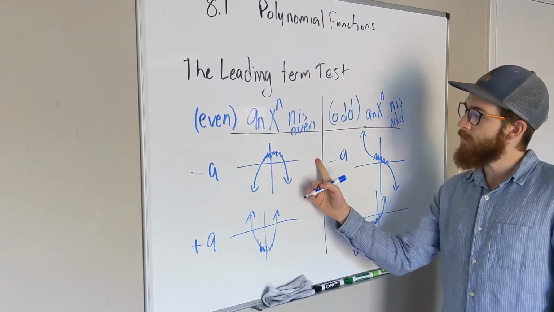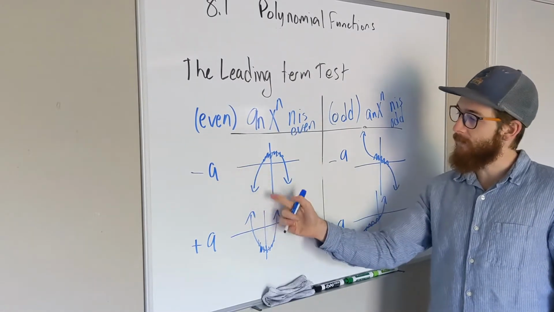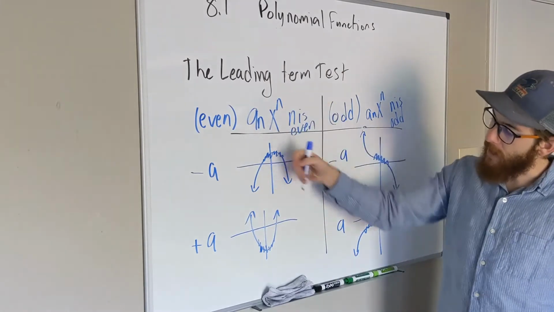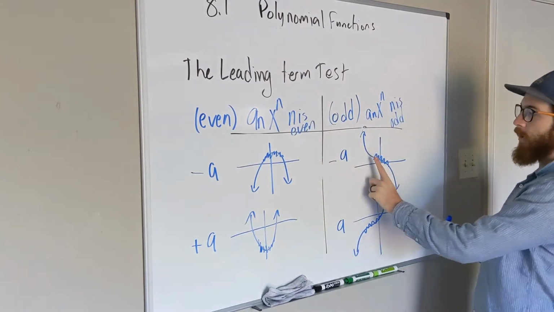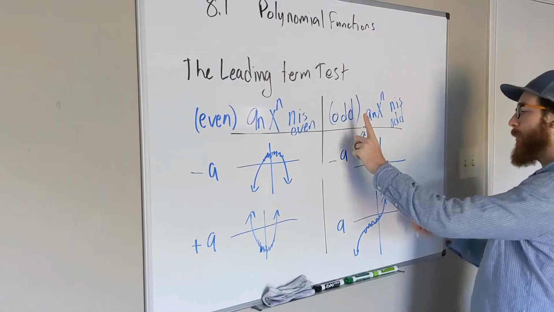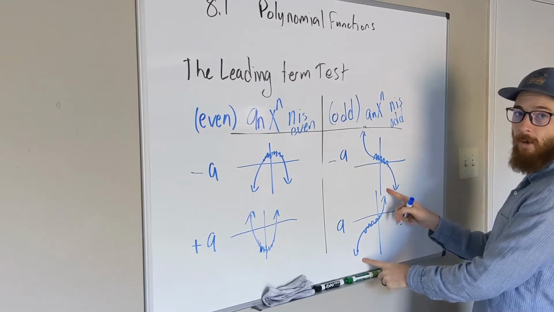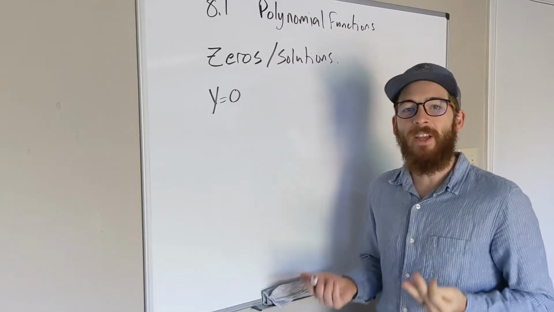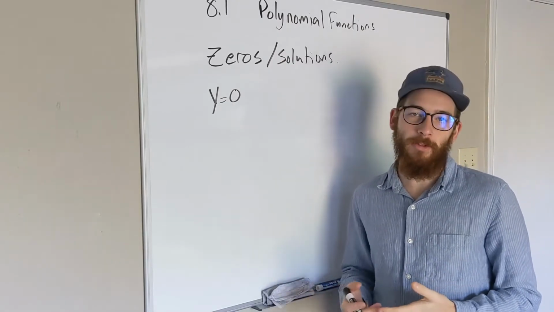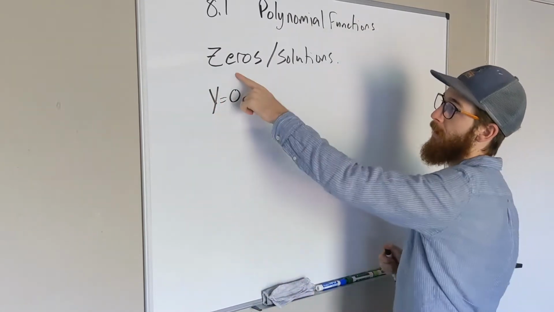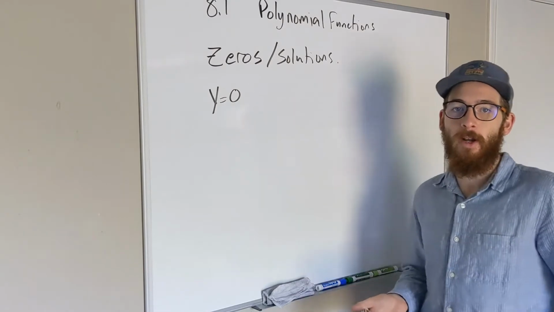It tells us about the end behavior of polynomials. As x goes to the right or as x goes to the left, what is the end of the function going to do? Are they both going to go down? Are they both going to go up? Is the one on the left going to go up and the one on the right going to go down? Or is the one on the left going to go down and the one on the right going to go up? Now, one of the biggest things that we want to do with polynomials is not just talk about their end behavior, we also want to talk about the zeros or the solutions to the problem.